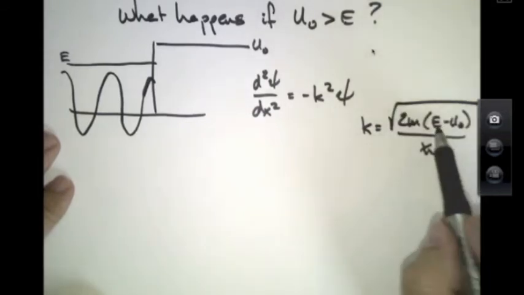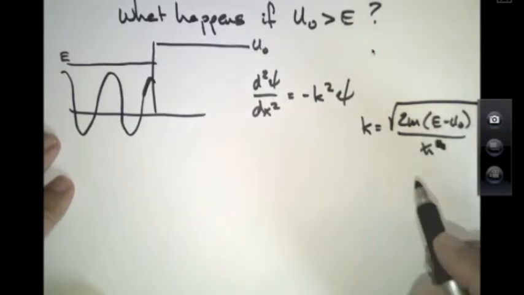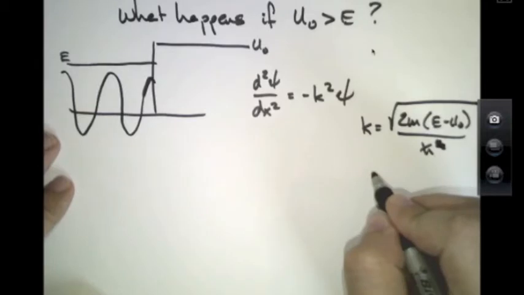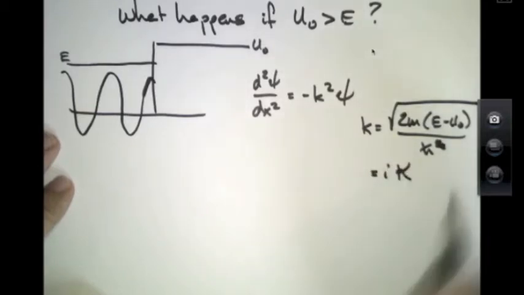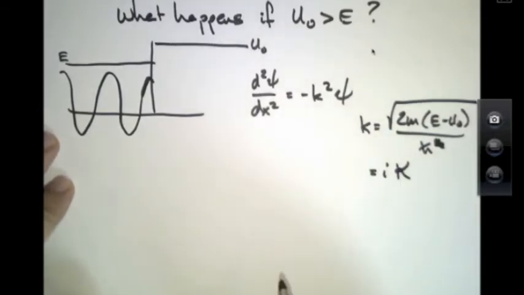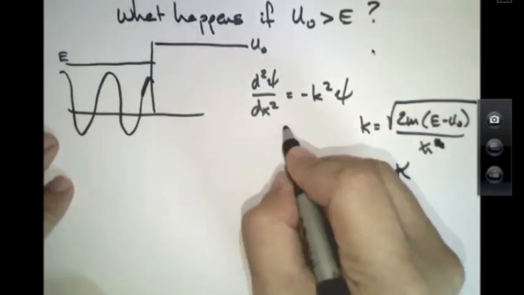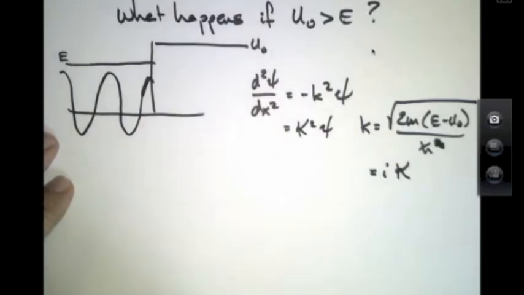Notice that since E is less than U, this thing is a negative number inside the square root. And as a result, k is now imaginary. So I'm going to write that explicitly. I'll write it as i times a constant kappa. And therefore our differential equation looks something like kappa squared times psi.